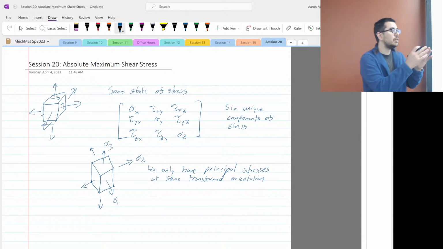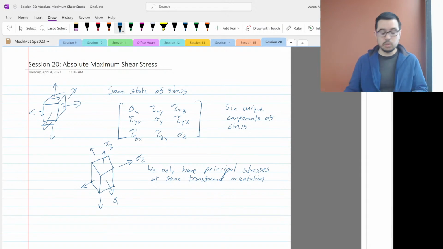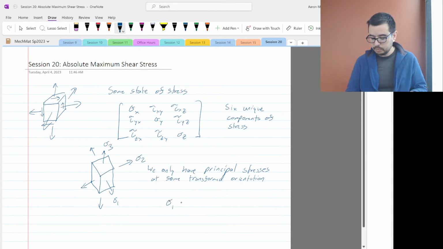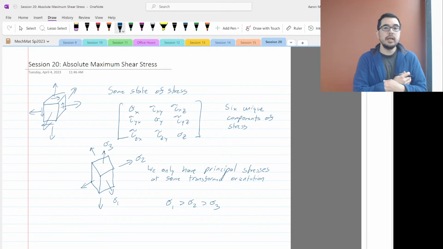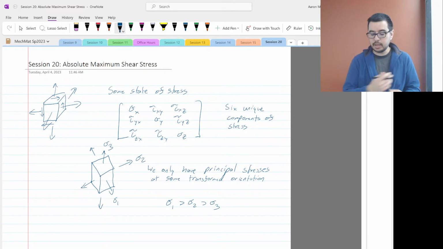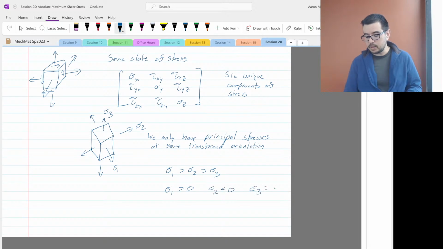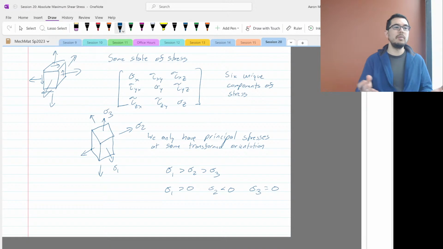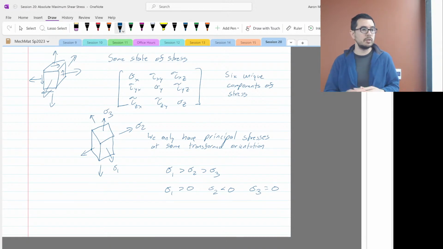Typically we describe sigma 1, sigma 2, and sigma 3 in descending order. So usually we say sigma 1 is greater than sigma 2 is greater than sigma 3. You don't always follow this rule, because sometimes, for example, it's common for me to write that we have a sigma 1 greater than 0, a sigma 2 less than 0, and sigma 3 is equal to 0. That's a common way to express your principal stresses.